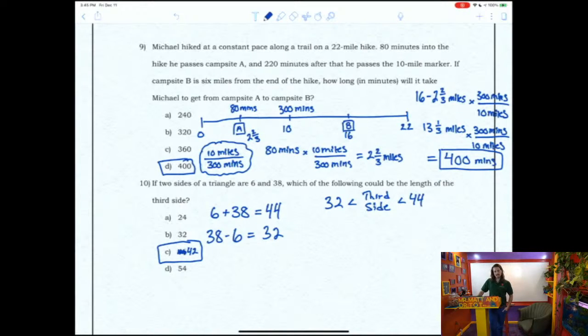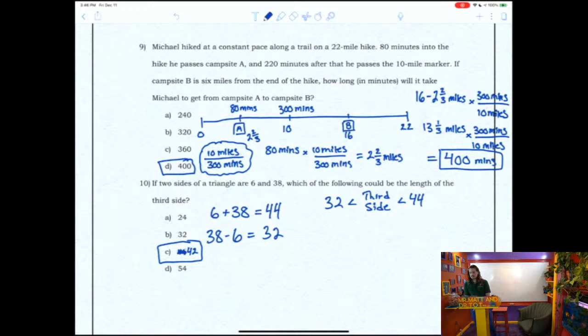Campsite A took him 80 minutes to get to, so if we take 80 minutes times his rate of 10 miles every 300 minutes, you're going to get 2 2/3 miles. So make sure that you use fractions there because that's a repeating decimal. It says that campsite B is 6 miles from the end of the hike, so 22 minus 6 is 16, so campsite B is at the 16th mile marker.